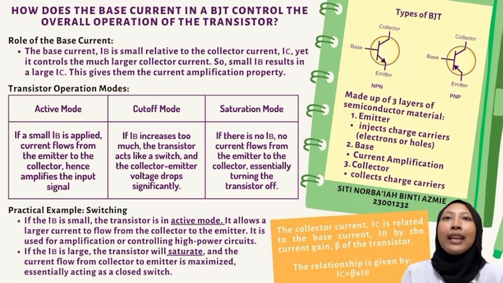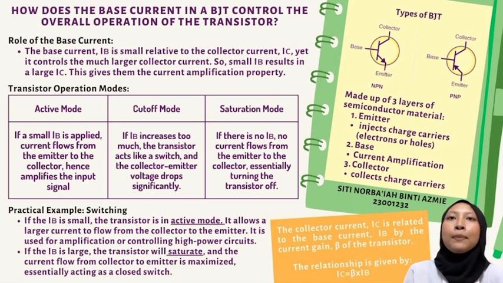Let's consider an example in a switching application. If the base current, IB, is small, then the transistor is in active mode. It allows a larger current to flow from the collector to the emitter. This can be used for amplification or controlling high-power circuits. If the base current is large, the transistor will saturate and the current flow from collector to emitter is maximized, essentially acting as a closed switch.